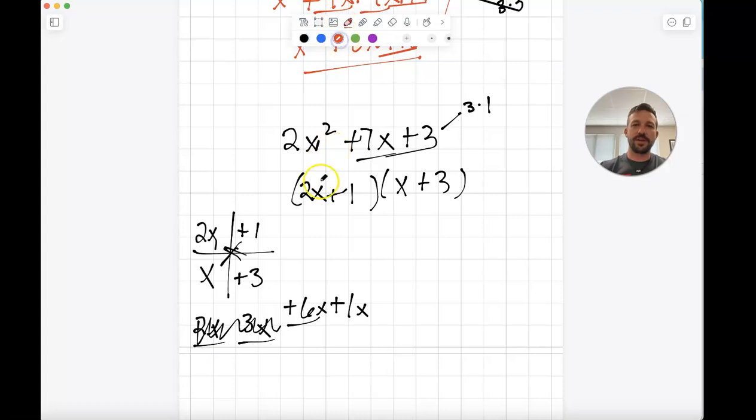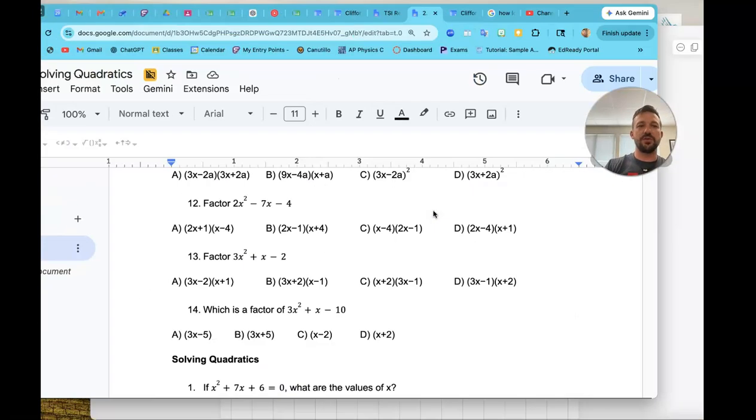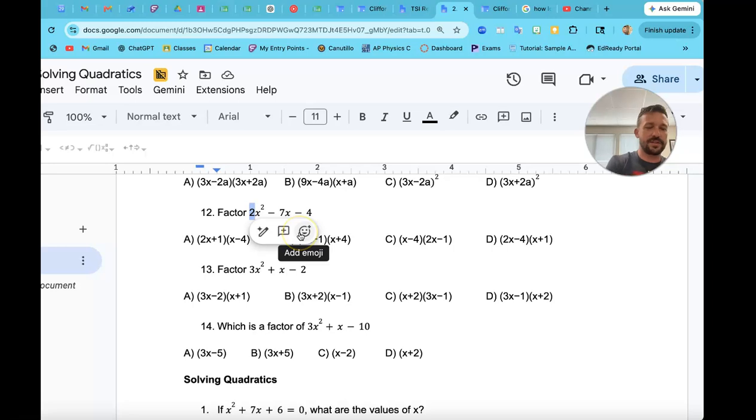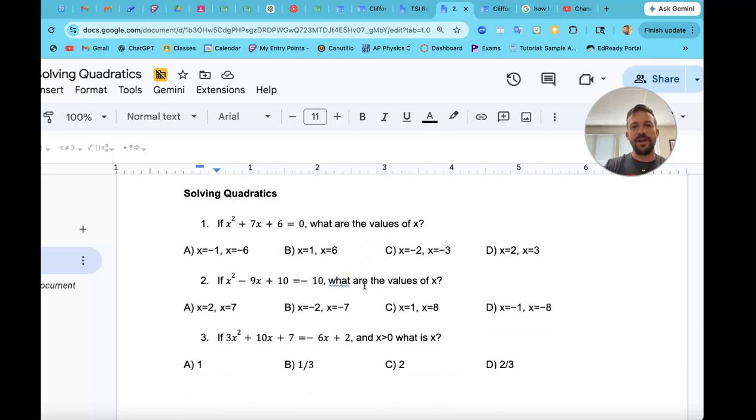And then you would distribute it out just to double check your answer. Okay, 2x squared plus 6x plus 1x plus 3. And combine like terms, and that makes 2x squared plus 7x plus 3. And that is the same thing as we had, right? So that's how you do those with a number in the front, okay? They're a little more difficult. Okay, now how to do these last ones.